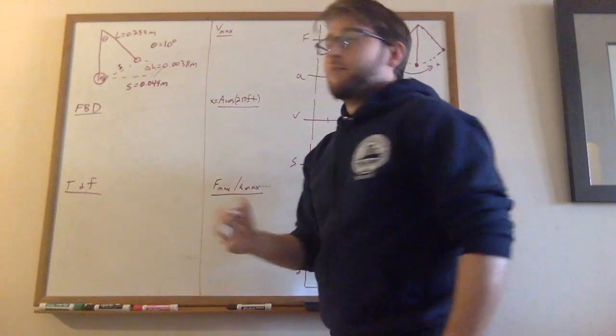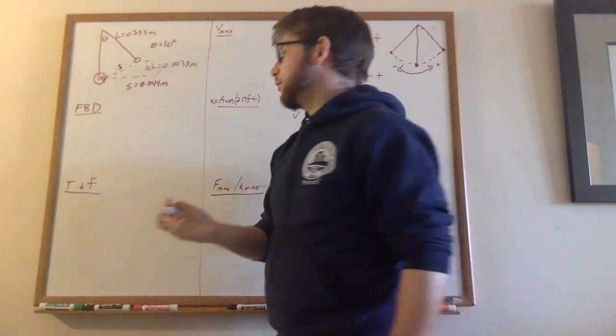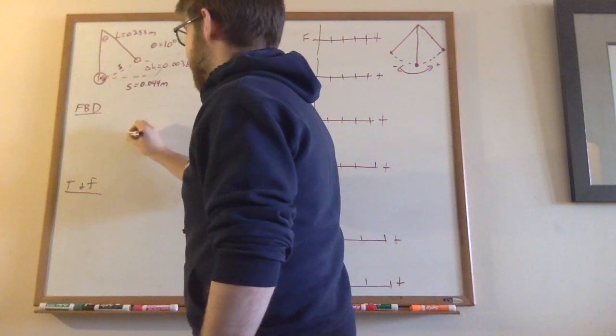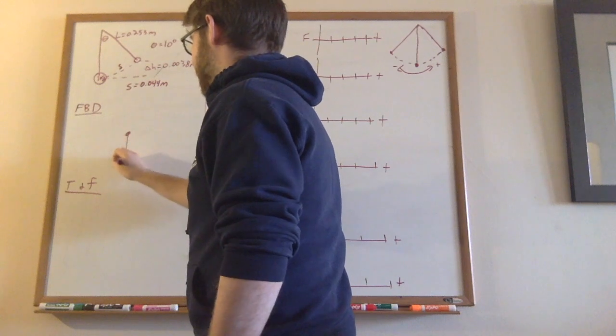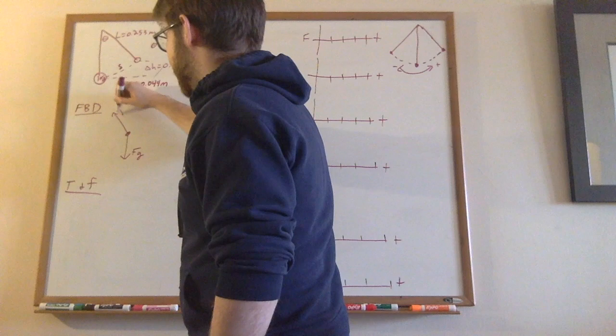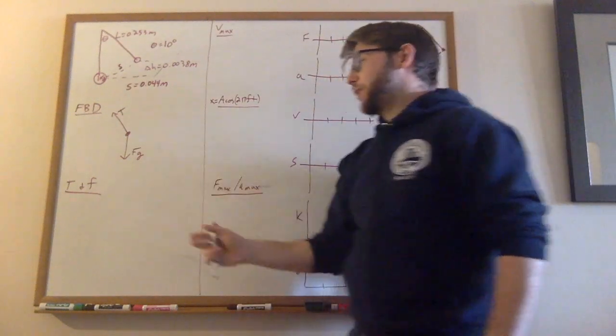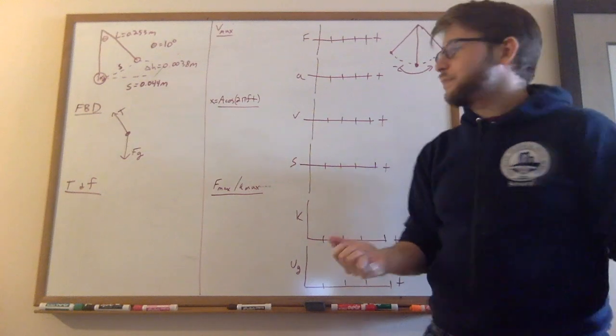But let's start with an FBD for the pendulum bob when it's pulled up to its maximum positive amplitude. We've actually got a couple of forces going on here. We've got our force of gravity and our force of tension. We're definitely going to come back and reference this FBD a little bit later, so let's keep that handy.